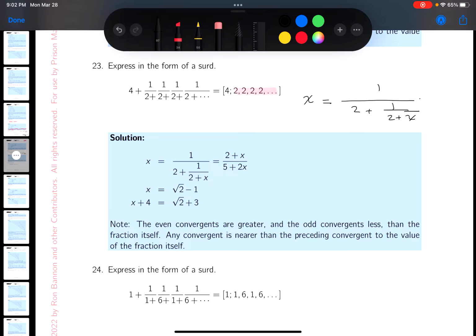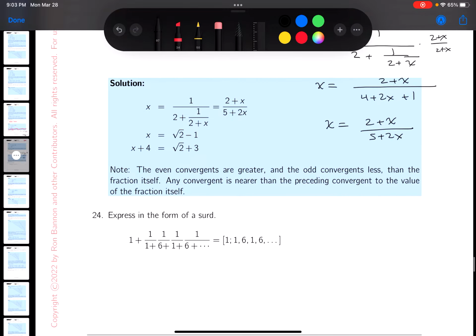So what I'm going to do now is multiply the top and the bottom by 2 plus x. And what do you get there? You get x equals 2 plus x. Then you're going to get 4 plus 2x plus 1. You're going to get x equals 2 plus x. And that's going to be 5 plus 2x now. All right, let's keep moving through it. And you're going to get 5x plus 2x squared equals 2 plus x.